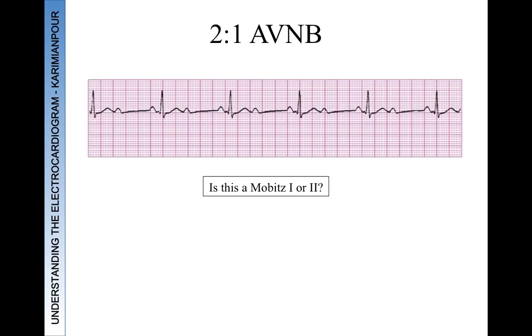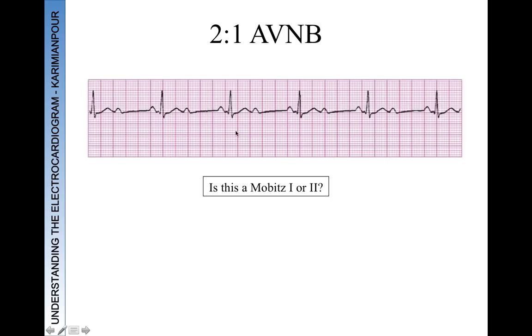All right, so here's a little bit more clarification on the 2-to-1 AV node block. If you have something that looks like a 2-to-1 AV node block, so you have two P waves and a QRS, two P waves and a QRS, it's difficult to determine, is it a Mobitz type 1 or Mobitz type 2? Is it a Wenckebach or a Mobitz?